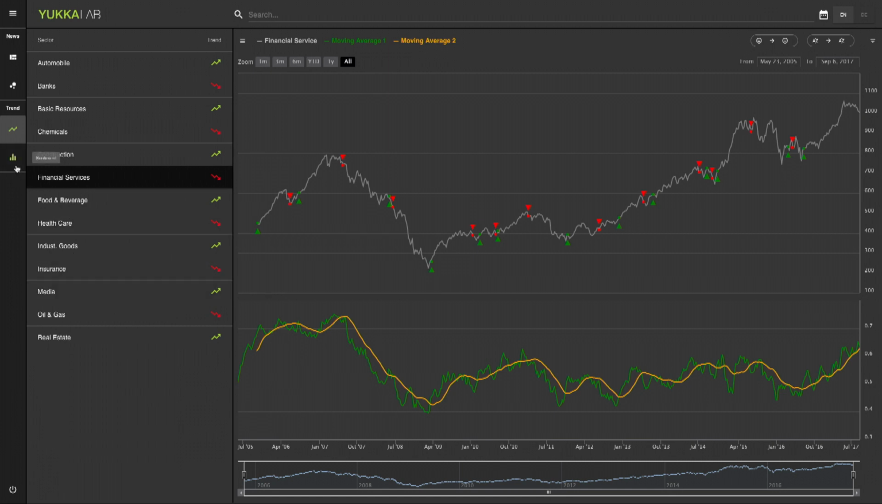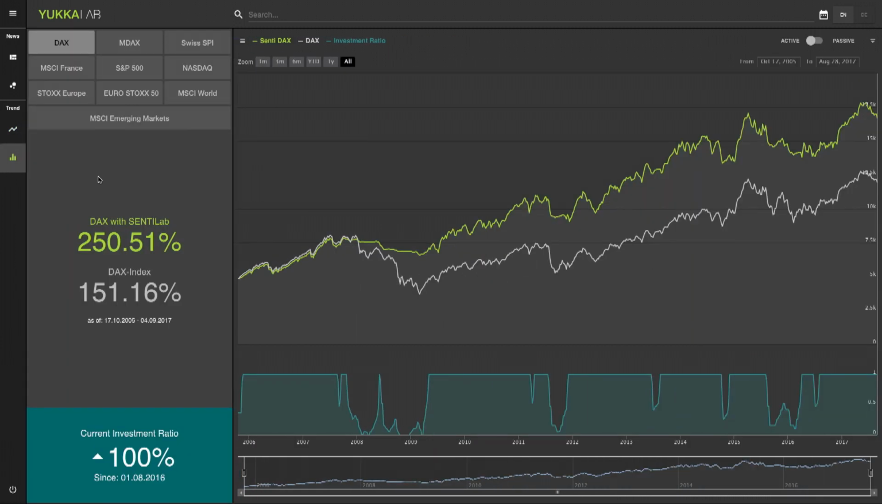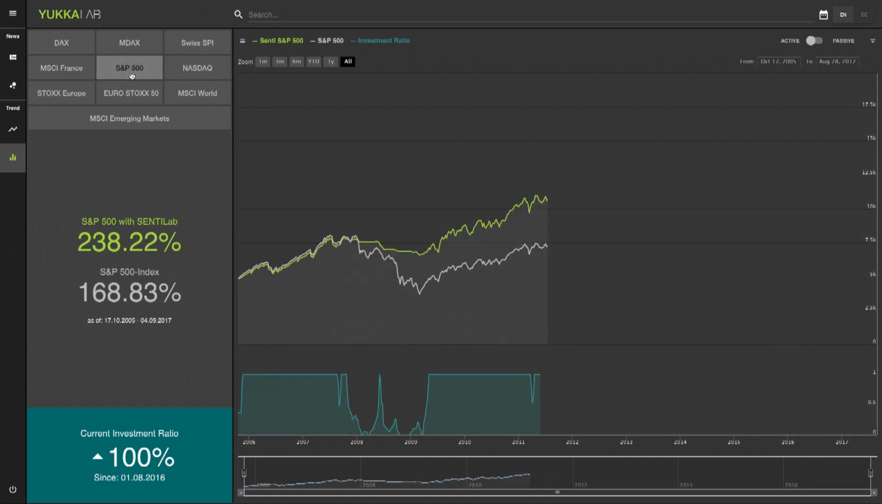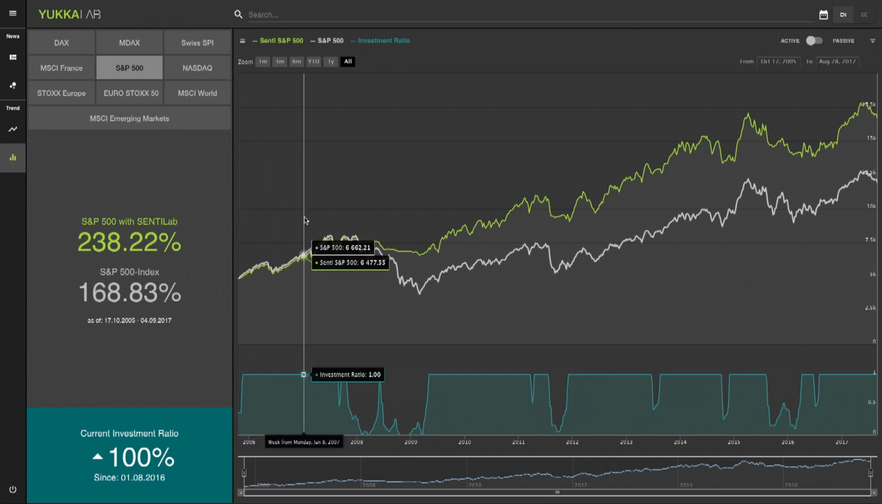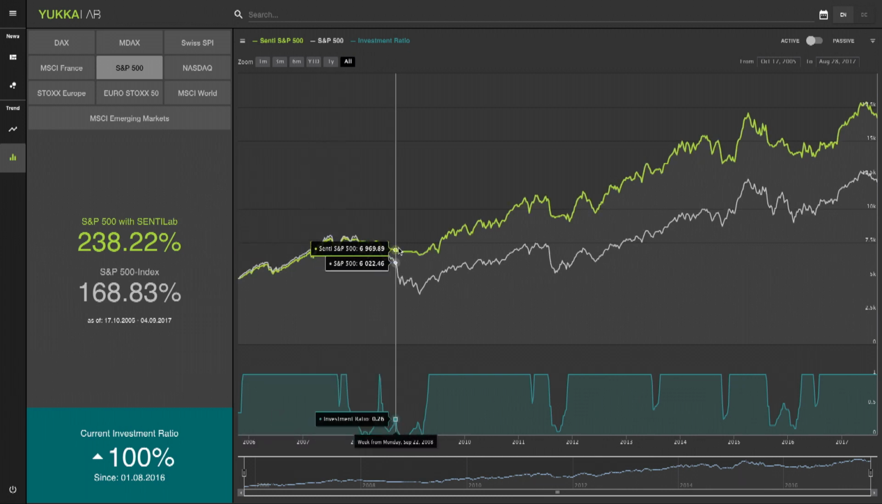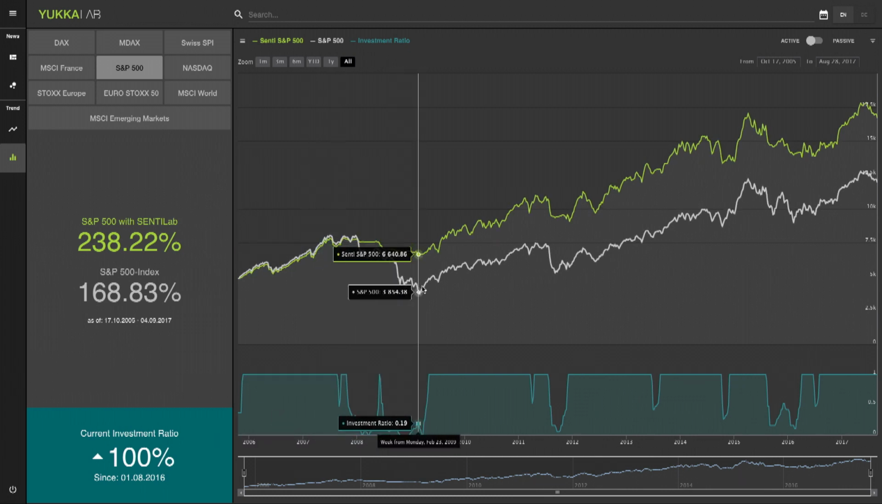So let's look at our other chart, which gives you the performance of our sentiment index against the benchmark. On top left, you can choose what index you want to benchmark it with. Right now, we're looking at the DAX. Maybe let's switch to the S&P 500. And on the right-hand side, you can see the green curve is our sentiment index. The lower curve is the benchmark. On the left-hand side, you have the respective performance. And at the bottom, you can see the investment ratio we're suggesting.